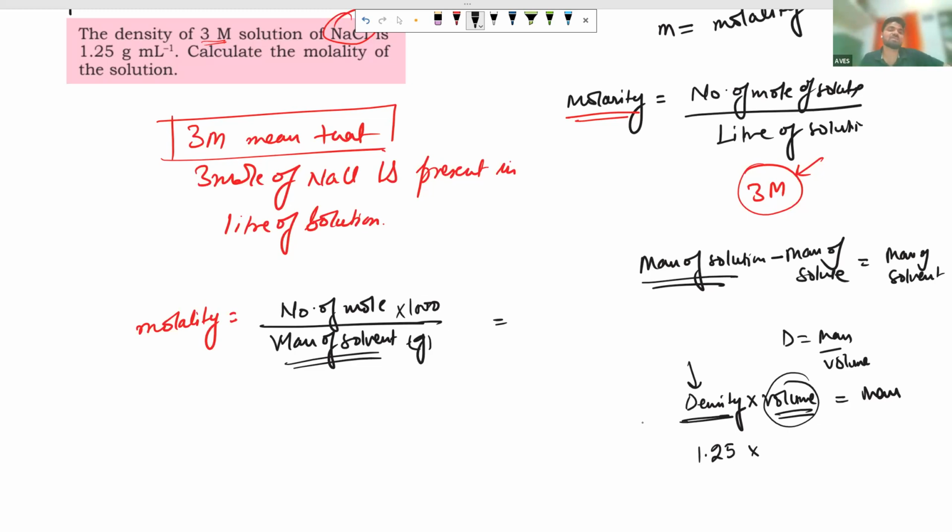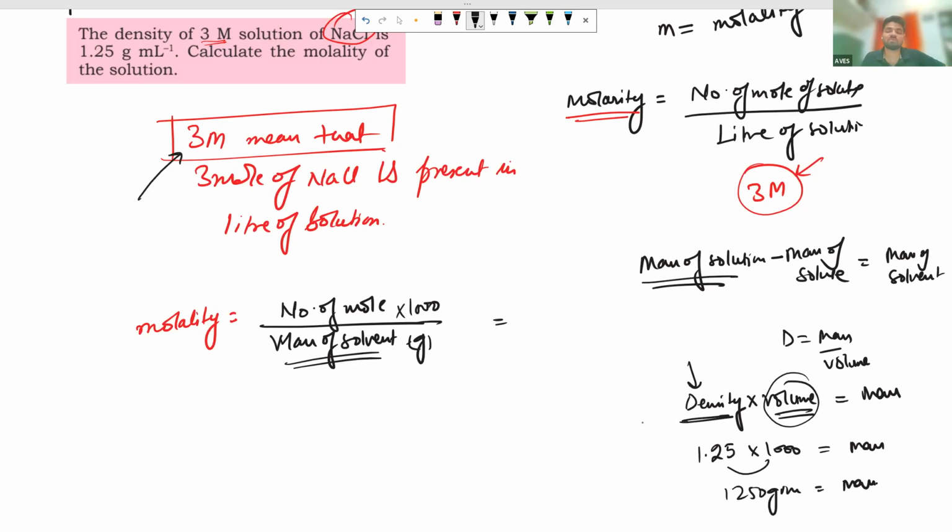How can we consider that there are 3 moles present? Since we have considered that the solution is 1 liter and it has 3 moles. 3M means that 3 moles of solute is present in 1 liter of solution. So we have assumed that the volume of solution is 1 liter. 1 liter means 1000 ml. Then the mass of the solution will become 1250 grams. This is the mass of the solution.